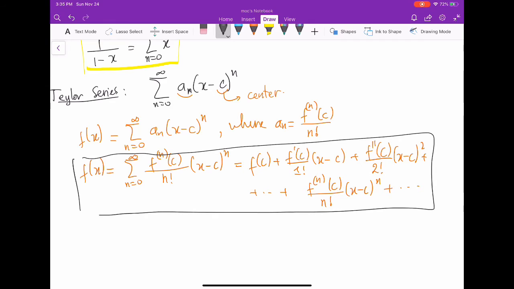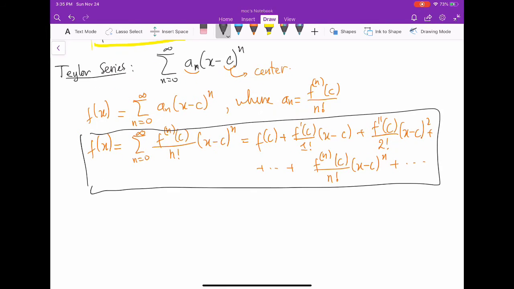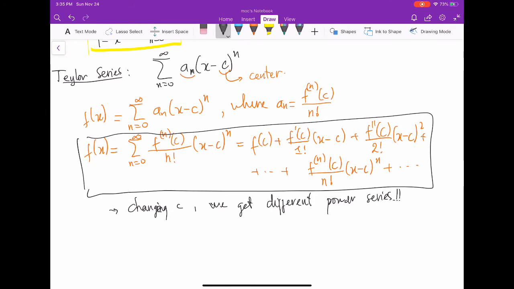Okay. So this Taylor series is centered at c. Don't forget that. What does it mean? That means when you change the center c, you get a different power series. Okay, don't forget that. And then, what can we do with this formula? We can approximate the function.